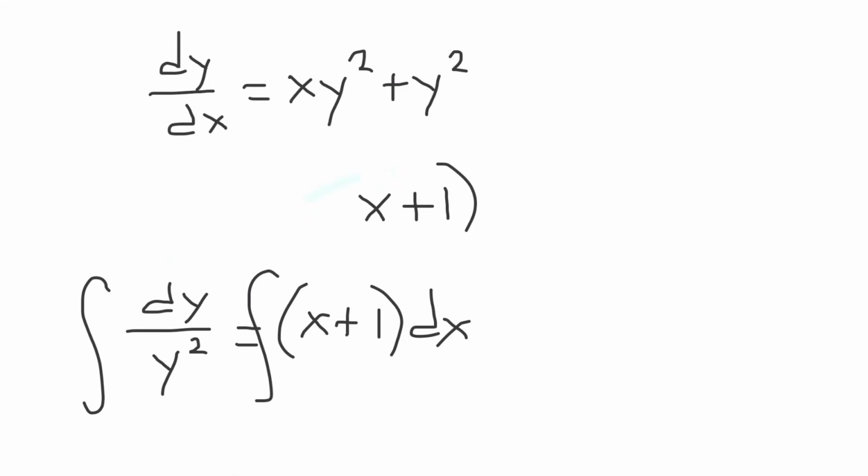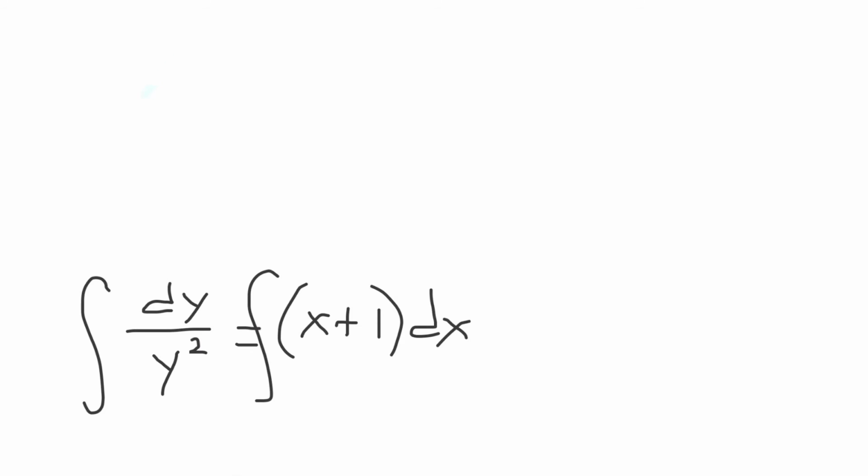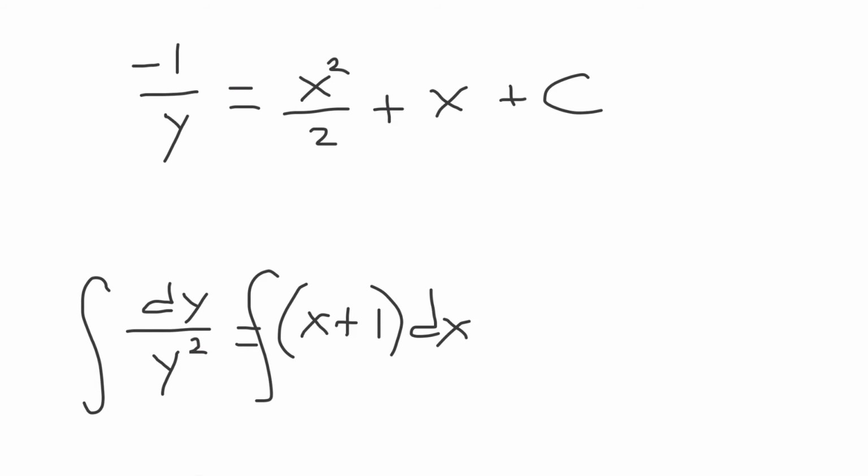And I'll clear out some space up here. Okay. The integral of 1 over y squared is just negative 1 over y. And then the integral of x plus 1 is equal to x squared over 2 plus x. And don't forget that plus c. Almost forgot the plus c. Okay, so now let's just clear this out.